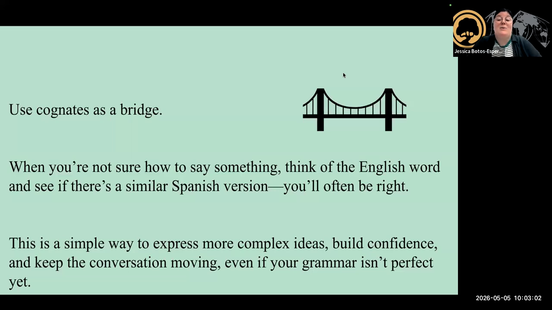And this is what I want you to take with you today. Use cognates as a bridge. When you're trying to say something in Spanish, start with the English word in your head and ask yourself, is there a Spanish version of this? A lot of the time, there is. And even if your grammar isn't perfect, you can still communicate. And that's the goal. Not perfection, communication. So next time you speak Spanish, don't freeze, take a guess, because chances are you're going to be right.